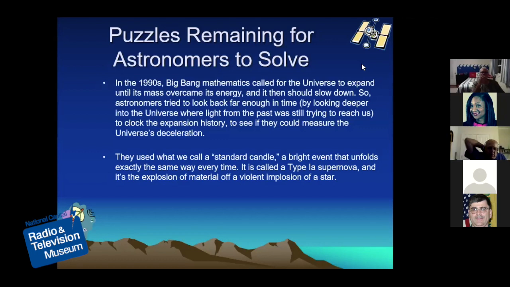Because when Einstein put the little red ribbon around the general theory of relativity in 1915, he realized that the general theory predicted that the universe was either expanding or contracting. Now, Einstein didn't believe it did either, so he inserted a fudge factor into his equations to keep the universe from expanding or contracting. And he was pretty proud of that until Edwin Hubble came along, found the redshift and said, no, it really is expanding. Okay, so how do we tell how far away something is in the universe? We use a standard candle, a bright event that unfolds exactly the same way every time, called a type 1a supernova.